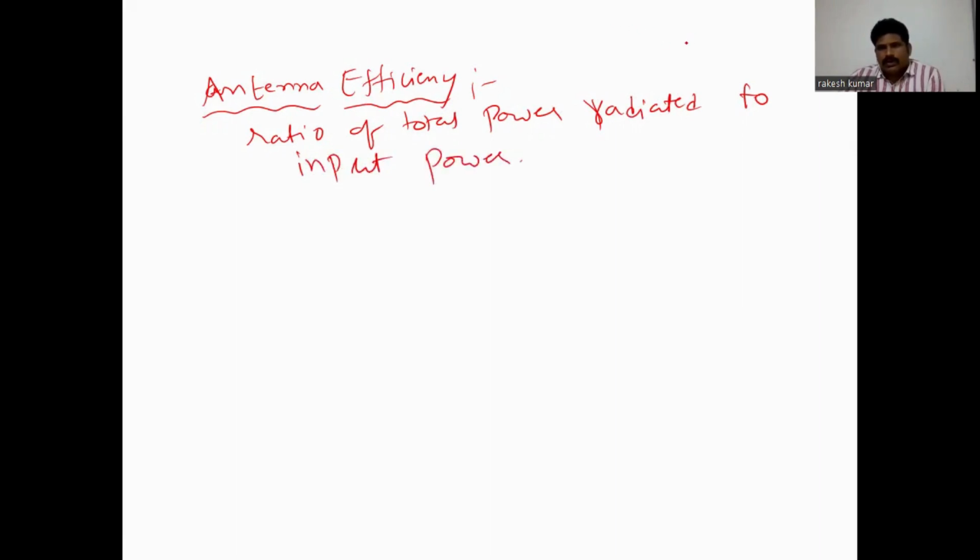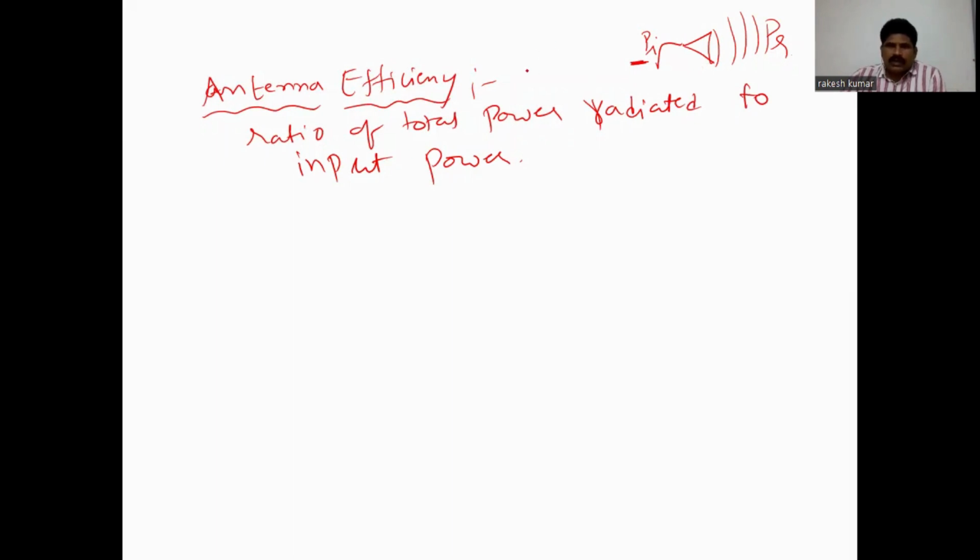For example, this is my antenna. I have provided my input power. So how much of the power is radiated? For practical antennas, if I provide input power, 80 or 90% of the power will get radiated and 10 to 20% loss will be there.